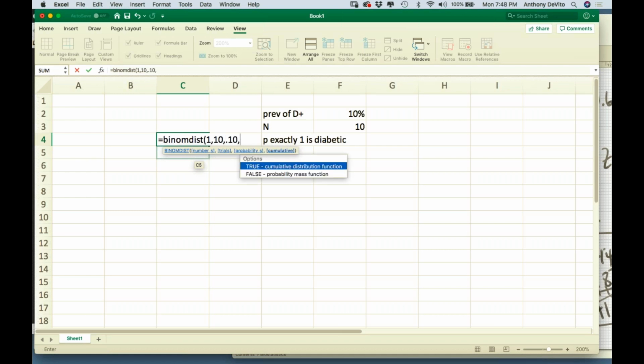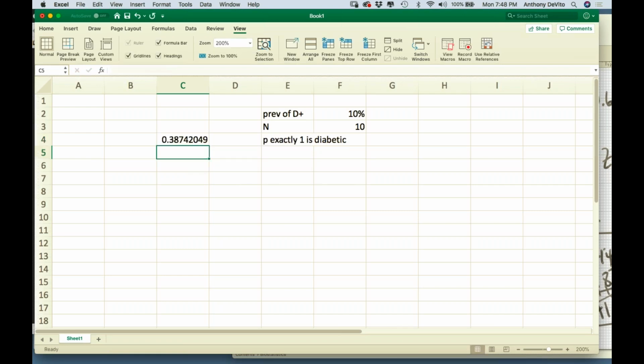And then we have something called cumulative. I'm going to type in false right here. We'll worry about why I'm typing in false in just a little bit. So I'm going to hit enter. And the probability of getting exactly 1 person out of 10 being diabetic is 0.3874, almost 39%.